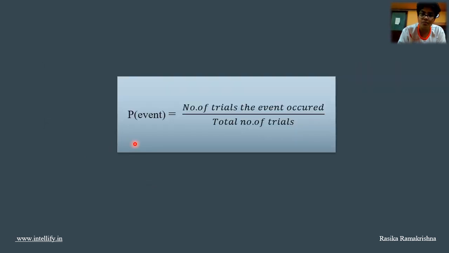Let's quickly recall that the probability of an event occurring is given by the number of trials in which the event has occurred divided by the total number of trials. This is the formulation of empirical probability.